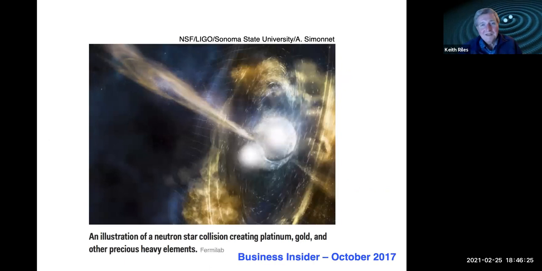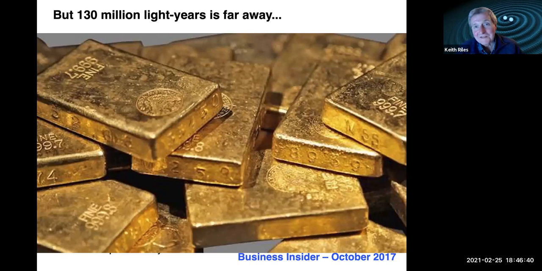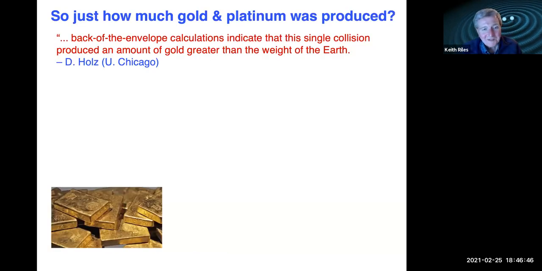In fact, there's so much gold produced in this event and so much publicity that even Business Insider learned about this and featured it. They probably had in mind something like this, but they may not have appreciated that it's a long way away to the source. 130 million light years makes it difficult to harvest that gold. There were a number of estimates at the time as to how much gold and platinum was produced.